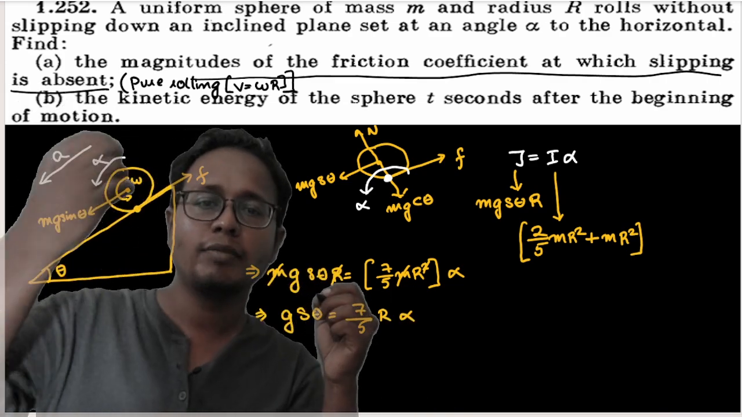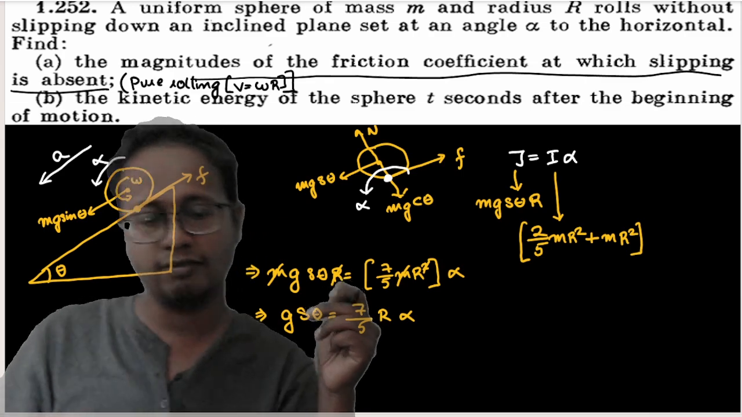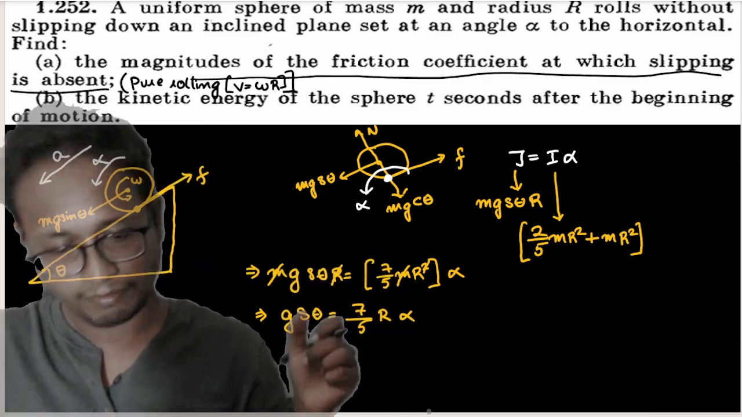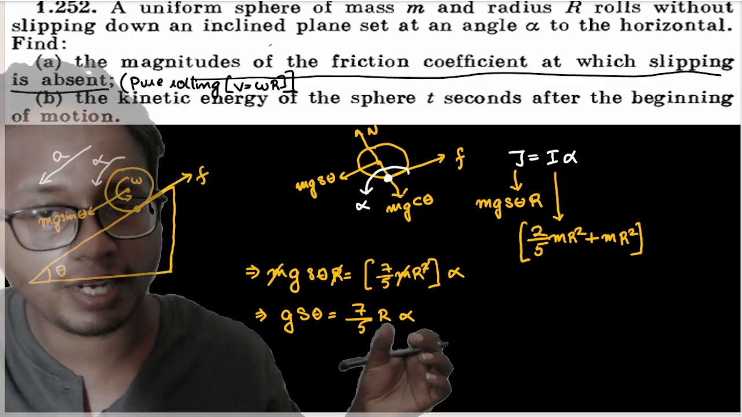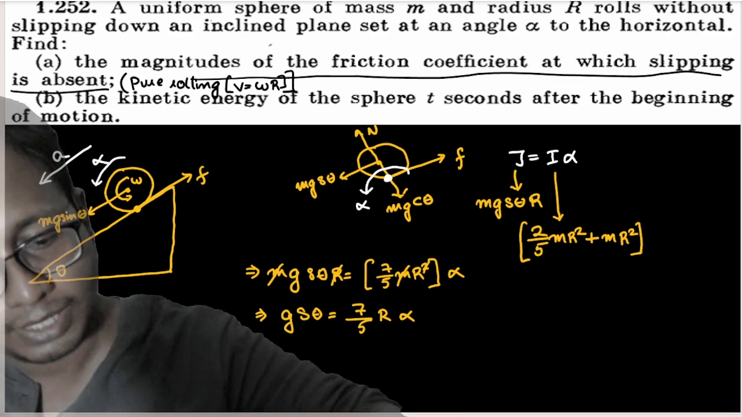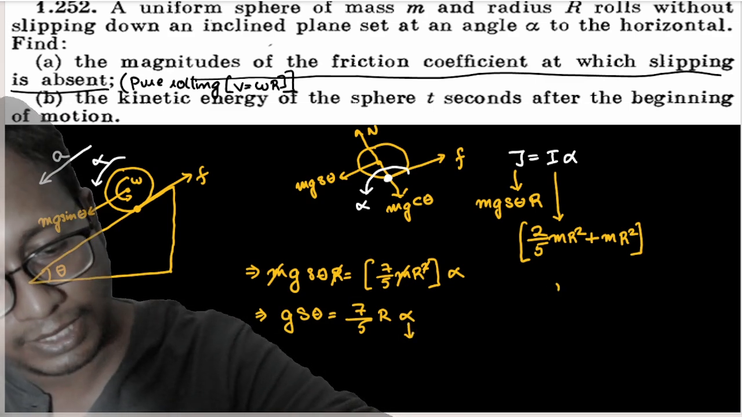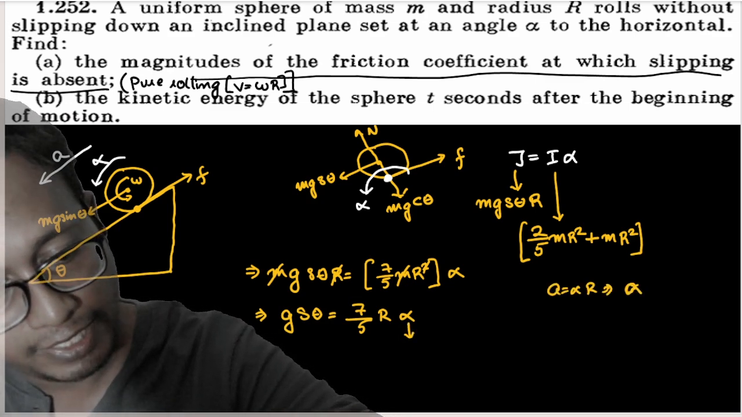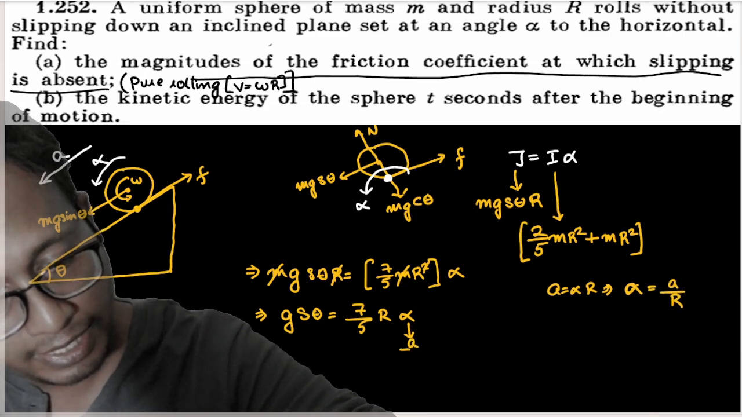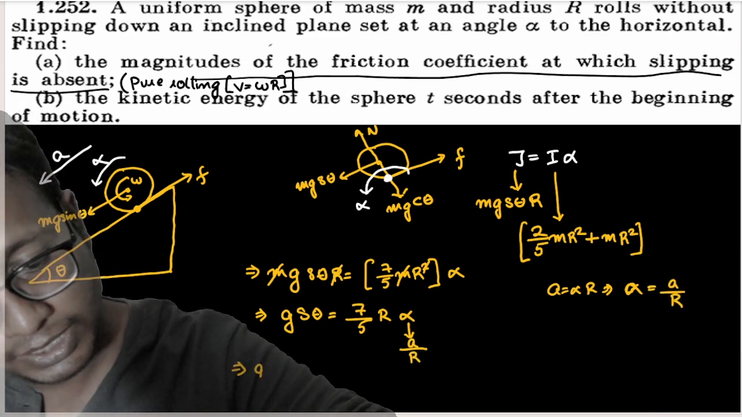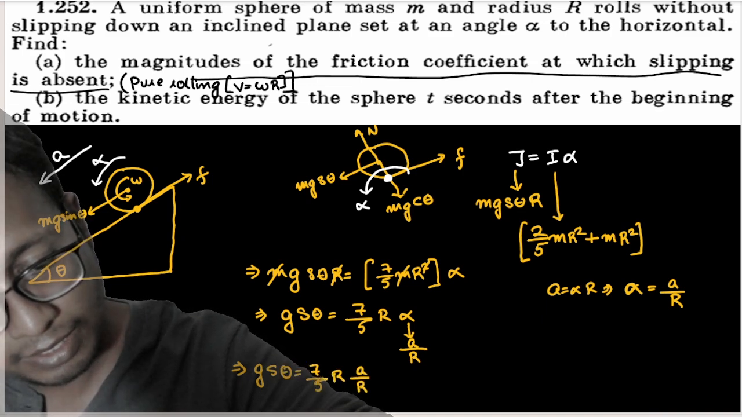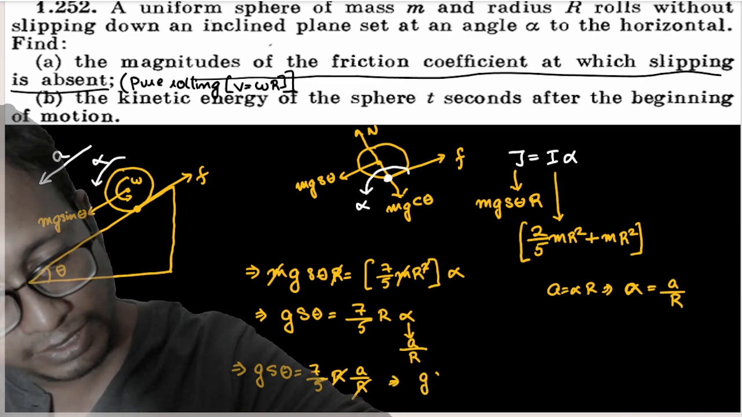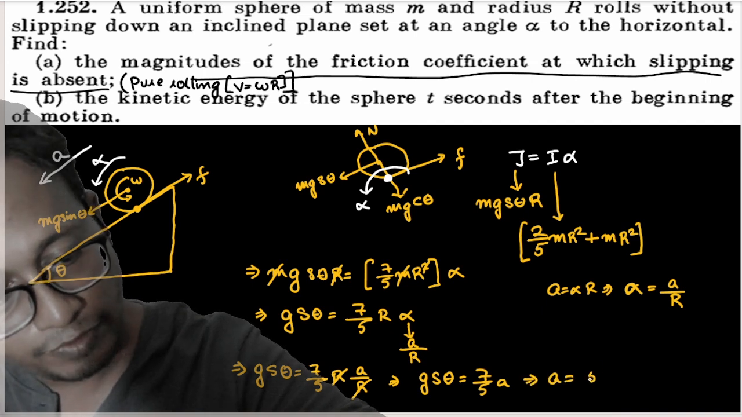Now the magnitude of friction coefficient for which slipping is absent. I haven't taken any parameter of alpha. So now for pure rolling, we know that a is equals to alpha into r, or alpha is equals to a by r. So g sin theta is equals to 7 by 5 r into a by r. So g sin theta is equals to 7 by 5 a, or a is equals to 5 by 7 g into sin theta.